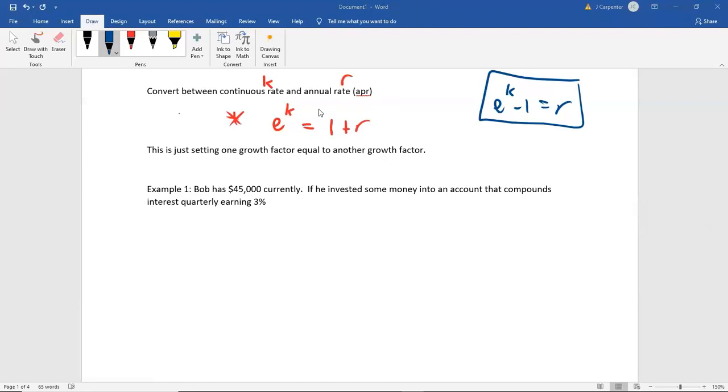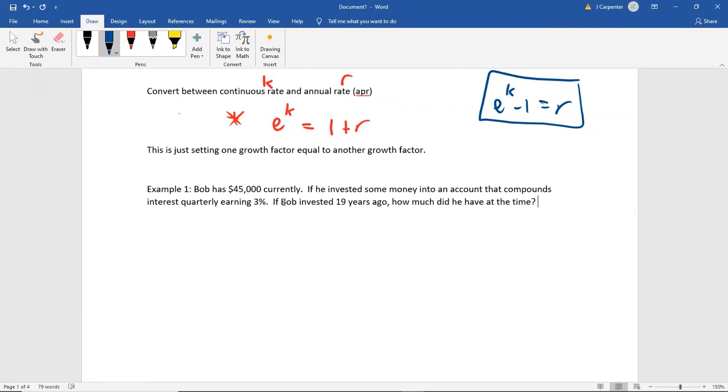He invested some money into an account that compounds interest quarterly, earning 3%. So it's 3% annually, but he's going to compound it quarterly, which means he gets interest every 3 months. There's 4 quarters in a year, 4 sets of 3 months, that is. All right. So if Bob invested 19 years ago, how much did he have at the time?